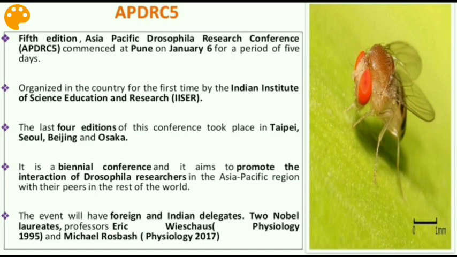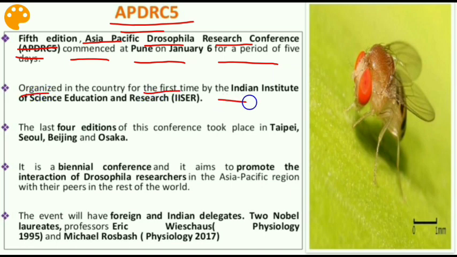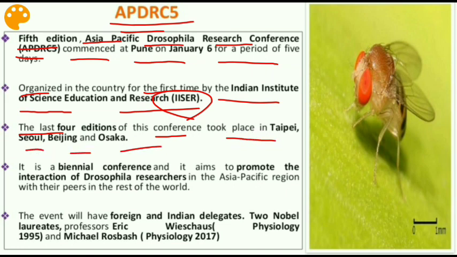So let's move to the next issue, that is APDRC5, the Asia Pacific Drosophila Research Conference. The fifth edition of APDRC5 commenced at Pune on January 6 for a period of 5 days. It was organized in the country for the first time by the Indian Institute of Science Education and Research, that is IISER. The last 4 editions of this conference took place in Taipei, Seoul, Beijing and Osaka. It is a biennial conference and it aims to promote the interaction of Drosophila researchers in the Asia Pacific region with their peers in the rest of the world.